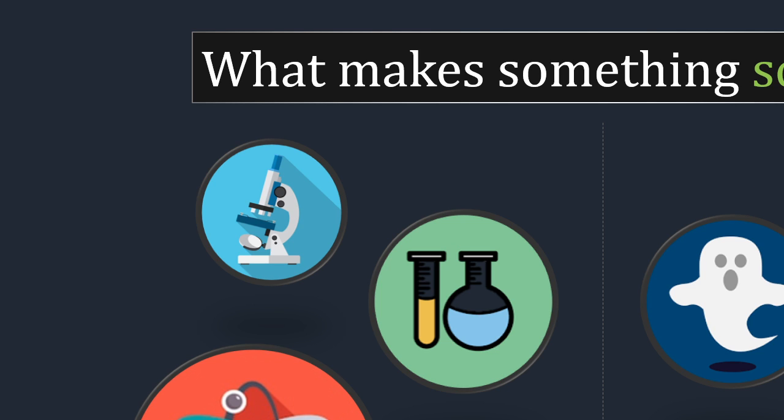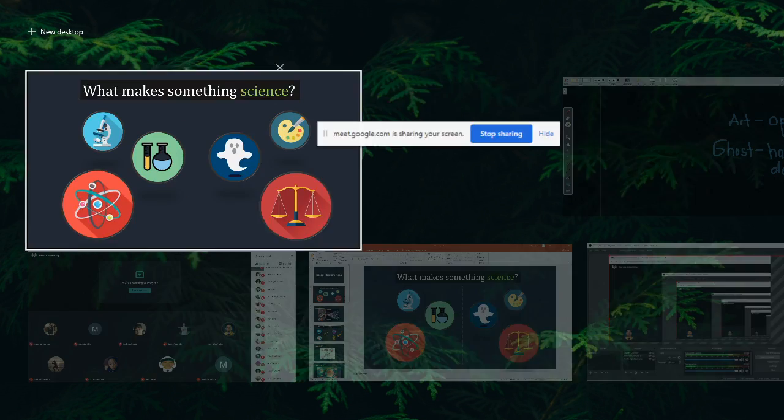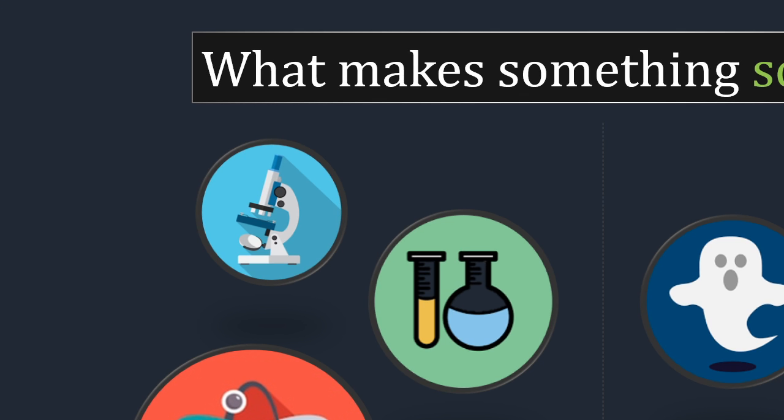So we have art is opinion, ghost is hard to define, and the last one, this icon, stands for mathematics? Mathematics is more on numbers. Where do you see this icon? Equality, justice, politics. You can find this in the justice system.